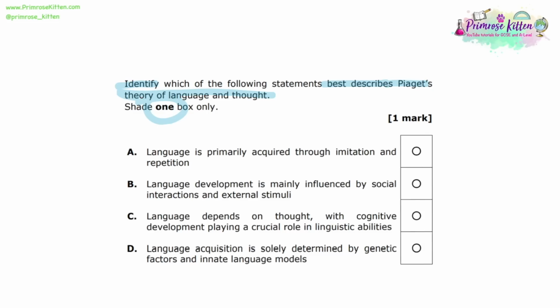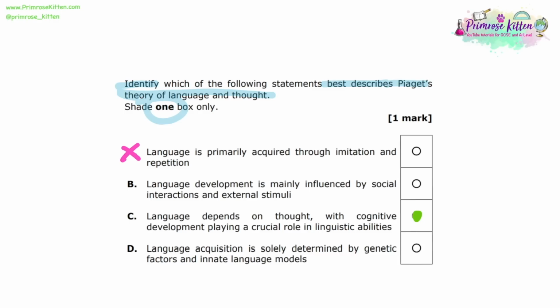The correct answer here is C. Language depends on thought, with cognitive development playing a crucial role in linguistic abilities. Piaget's theory of language and thought says that cognitive development is integral to language acquisition. According to Piaget, children progress through distinct cognitive stages, and their language abilities are closely tied to their cognitive development. As children develop more advanced cognitive structures, their language becomes more complex and sophisticated.